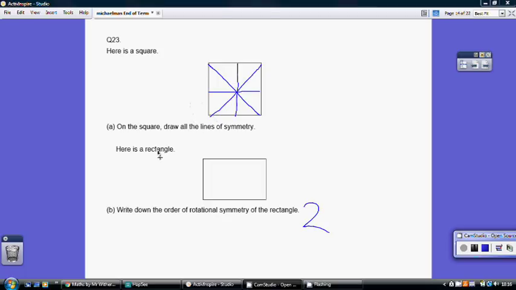Now for part B, here is a rectangle. Write down the order of rotational symmetry of the rectangle. Well, as you rotate that shape through 360 degrees, it would fit through a hole of the same size twice.